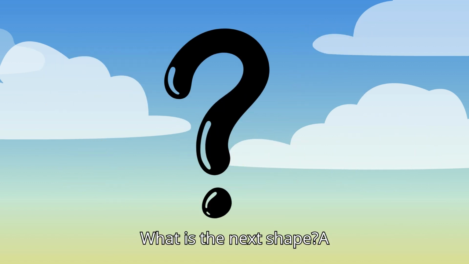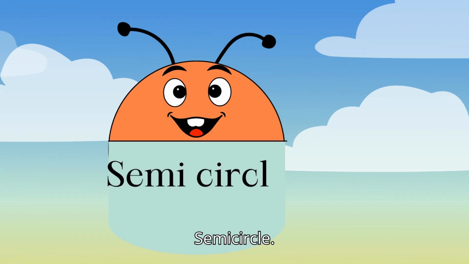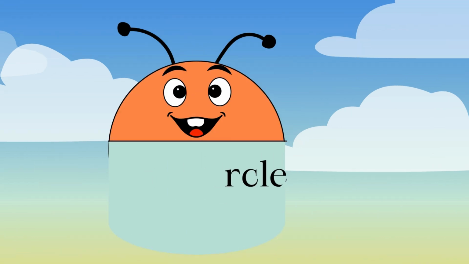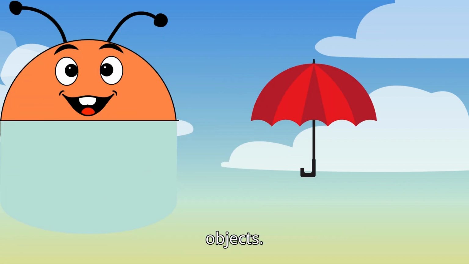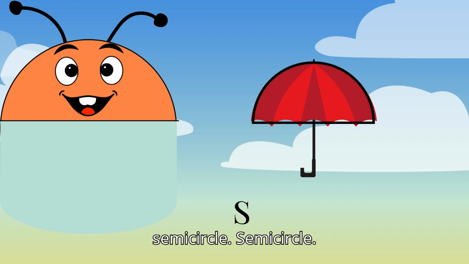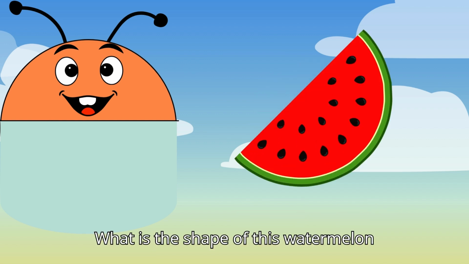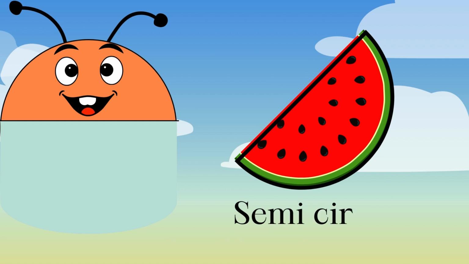What is the next shape? A semicircle. Repeat after me. Semicircle. Let's learn about semicircle-shaped objects. What is the shape of this umbrella? A semicircle. What is the shape of this watermelon slice? A semicircle.